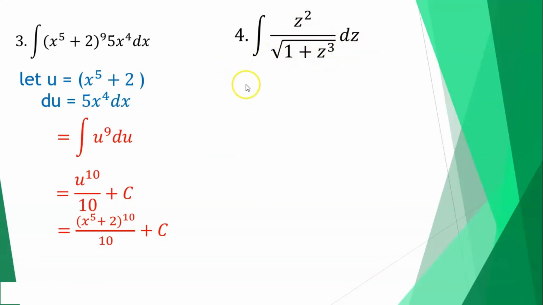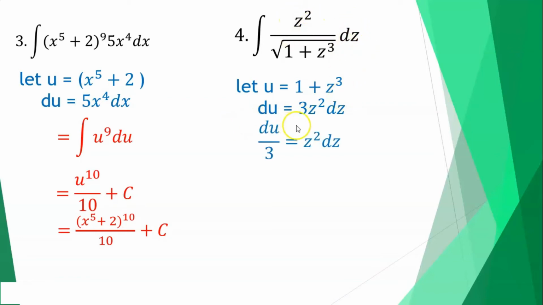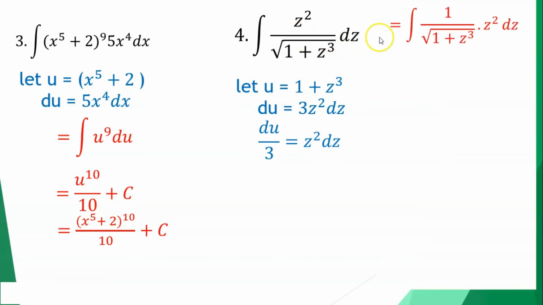Another example. Find the integral of z squared over the square root of 1 plus z cubed dz. So by substitution, let u be equal to 1 plus z cubed. Take note, the derivative of u is du, the derivative of 1 is 0, the derivative of z cubed is 3z squared dz. So since we only have z squared dz here, divide both sides by 3, so z squared dz would become du over 3. Rewriting this is just the same as the integral of 1 over the square root of 1 plus z cubed times z squared dz.